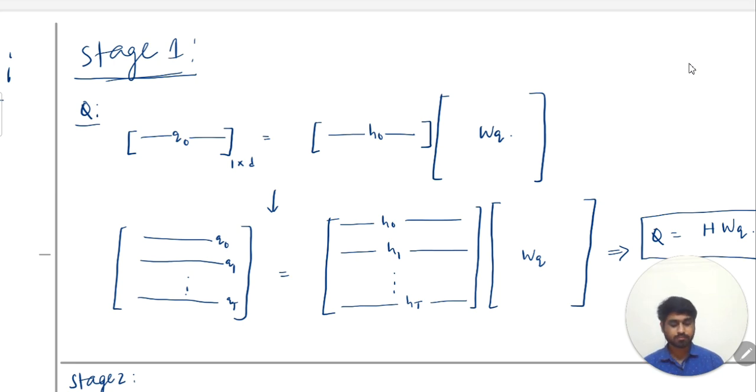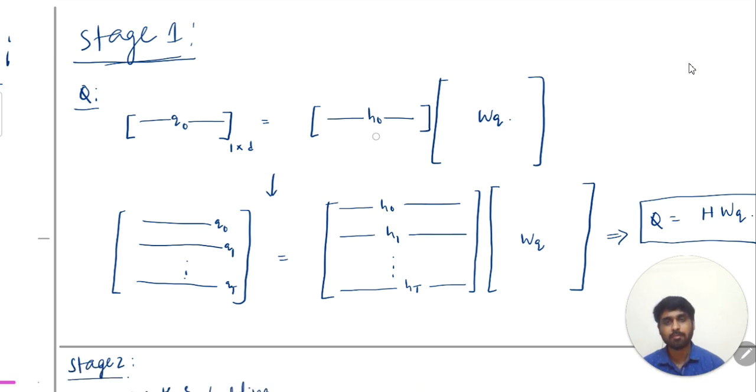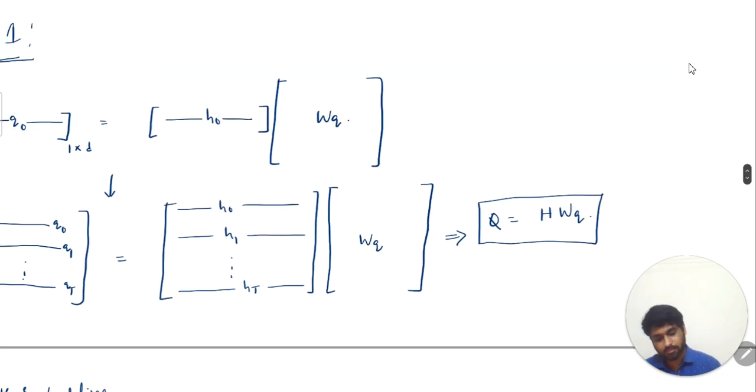Now we can vertically stack all these H's. H means input embedding, primitive embedding. Upon stacking vertically, you get a matrix, the H matrix. We can multiply it directly with WQ, which gives rise to the Q vector. It is just the same matrix multiplication. We have just parallelized it in a single matrix. We can write it as Q is equal to H into WQ.